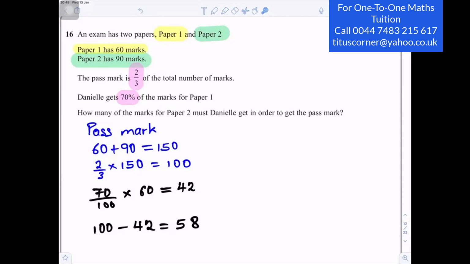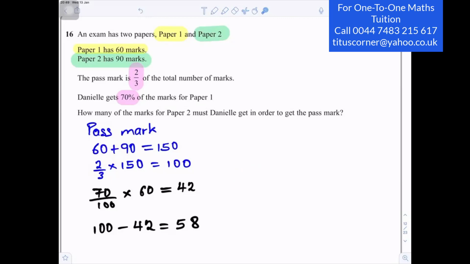Now let's find out what the pass mark is. It's 2/3 of that total. So 2/3 of 150 gives you 100. You do it as 150 divided by 3 times 2. 150 divided by 3 is 50, times 2 gives you 100.